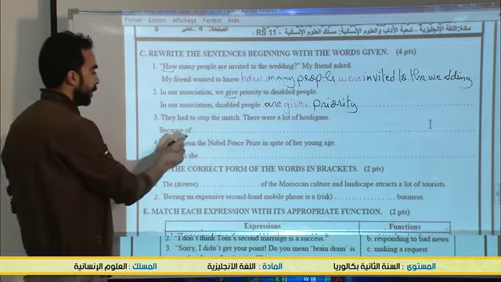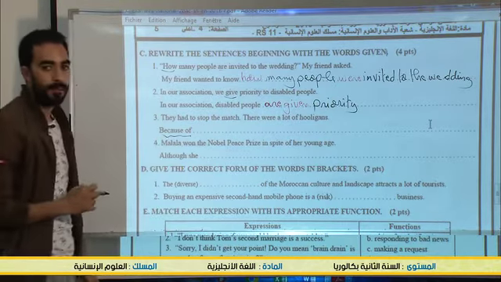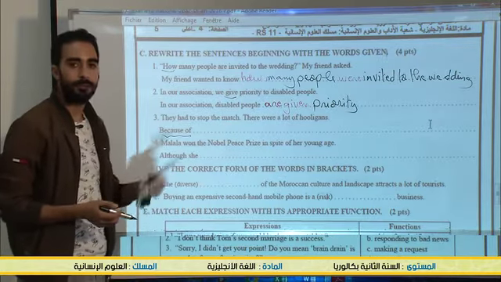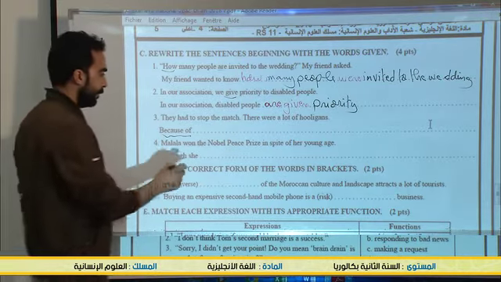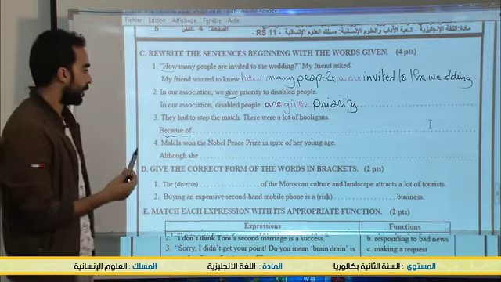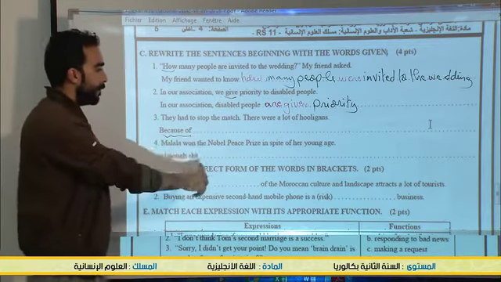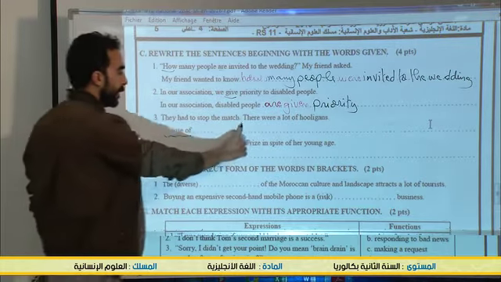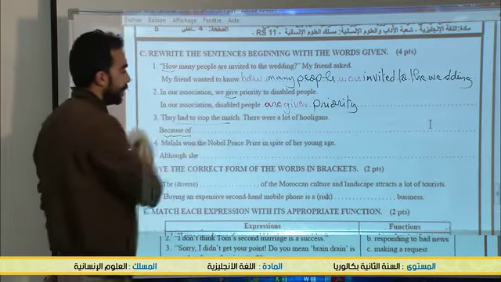So, we start with because of. Fine, when we start with because of, we follow it by a noun or gerund. So because of is an expression of cause. So what do you think the cause is? They had to stop the match, or there were a lot of hooligans? Of course, this is the cause, and this is its result.